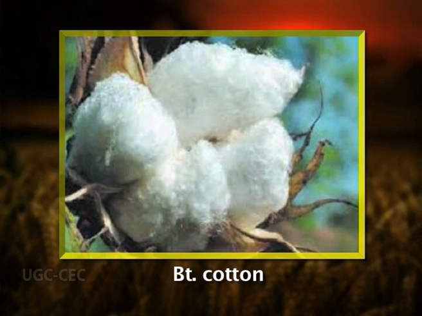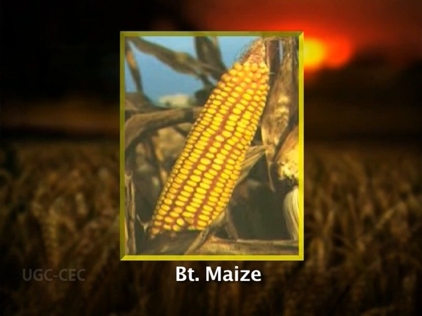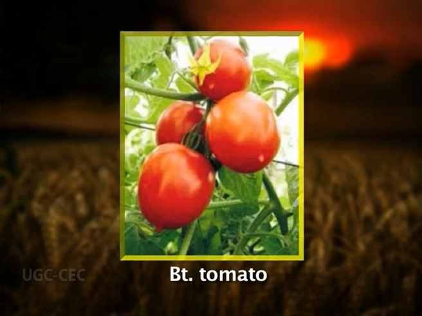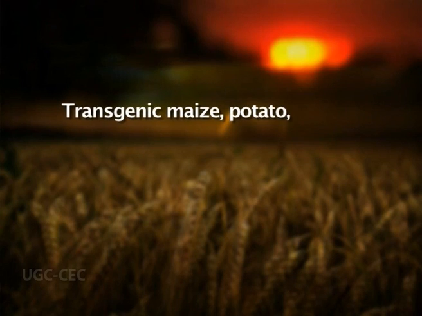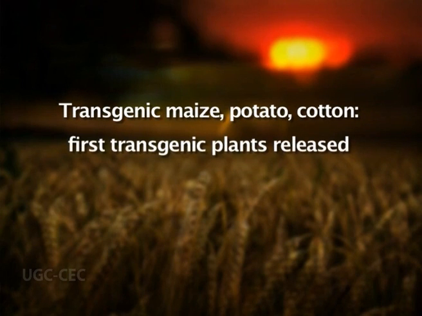A number of Bt strains are now known, each producing a specific cry protein against a specific insect belonging to Lepidoptera, Diptera, and Coleoptera, etc. The transgenic crop plants carrying Bt genes are popularly called Bt crops, for example, Bt cotton, Bt brinjal, Bt maize, Bt tomato, etc. Bt technology is now a multi-billion-dollar industry in the world. Transgenic maize, potato, and cotton expressing Bt genes were among the first transgenic plants released in USA.